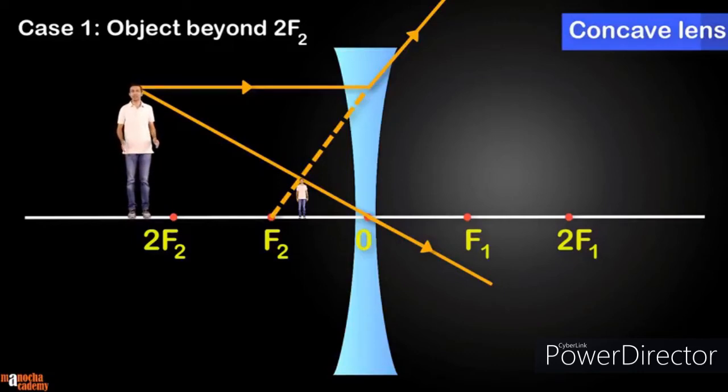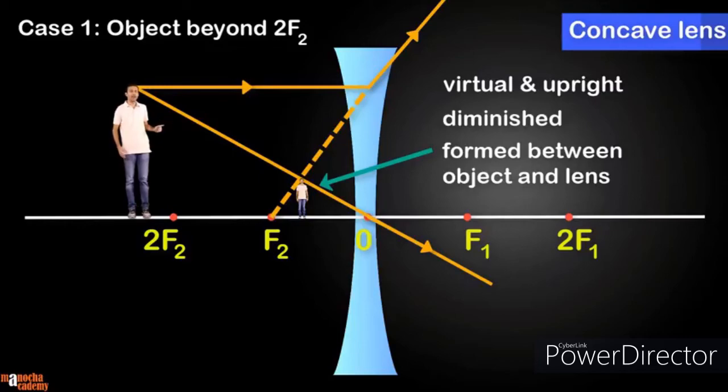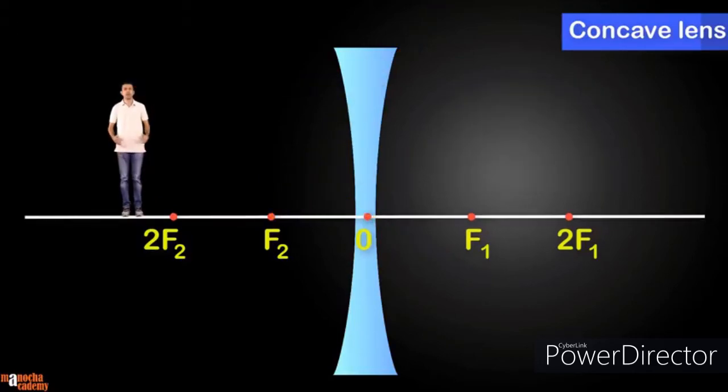That's right, the image is virtual and it's upright. The image is diminished and it's formed between the object and the lens. Now let me walk closer to the lens.